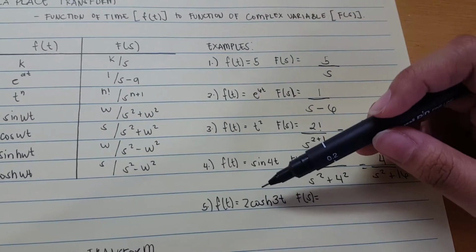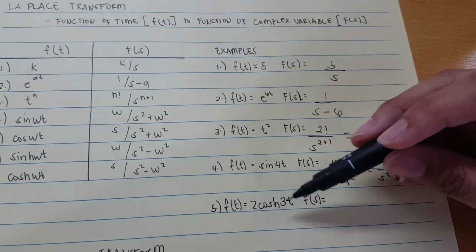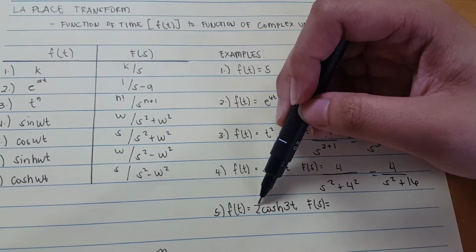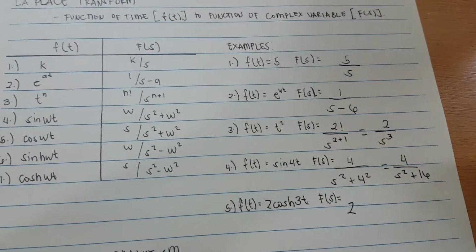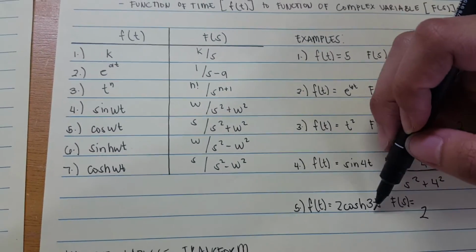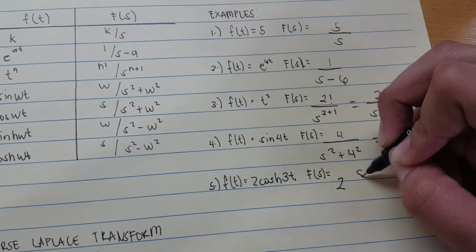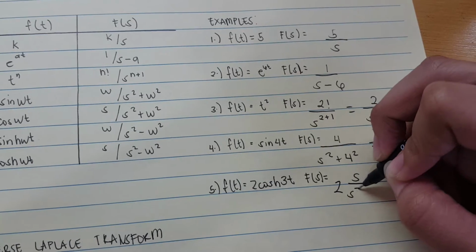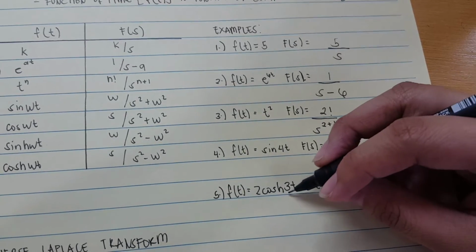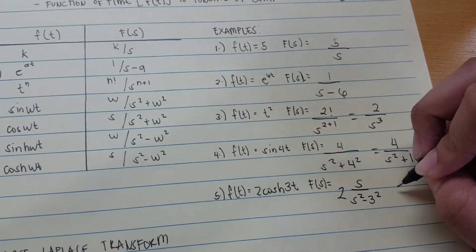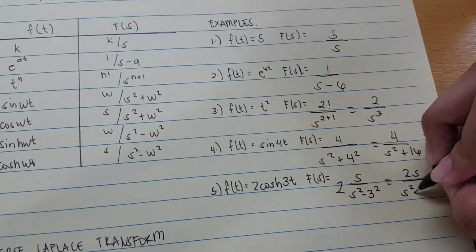Last, f of t is equal to 2 hyperbolic sine 3t. We can solve this by first separating the number 2. F of s now is equal to 2, and we solve this with the use of number 7 in our chart. 2 s over s squared minus w squared, our constant is 3, so 3 squared. This is equal to 2s over s squared minus 9.